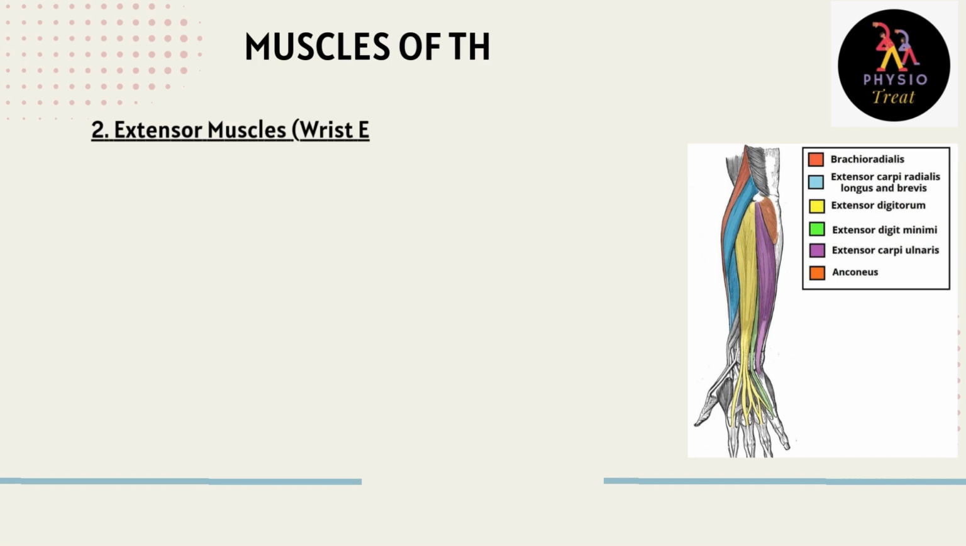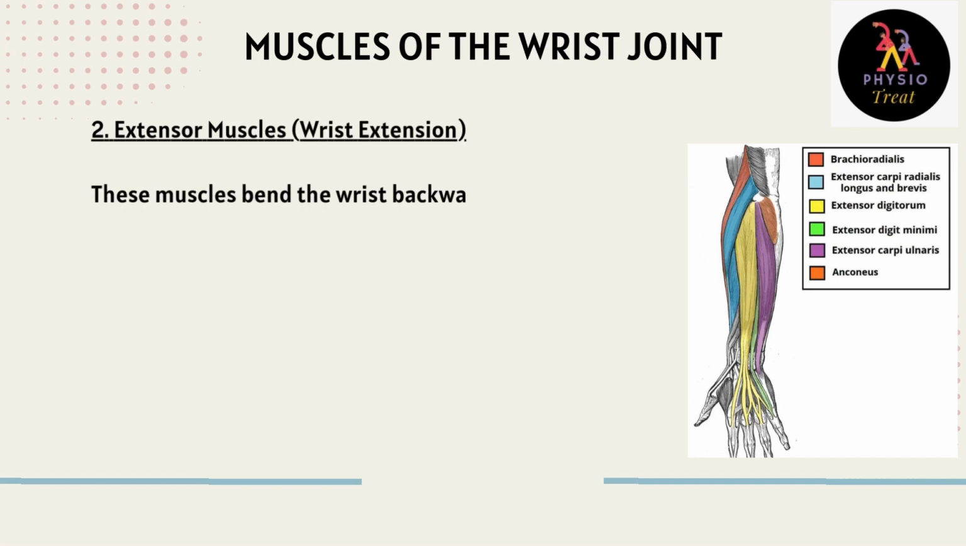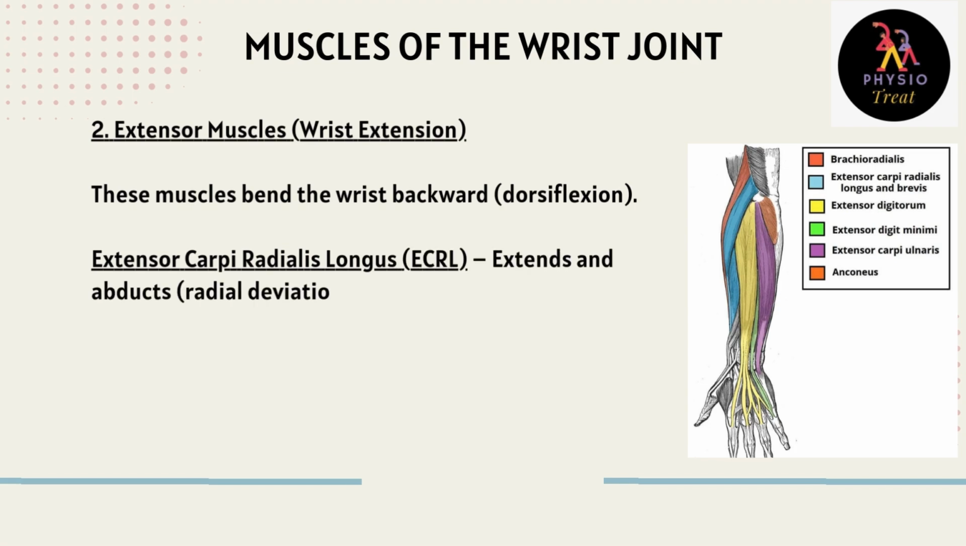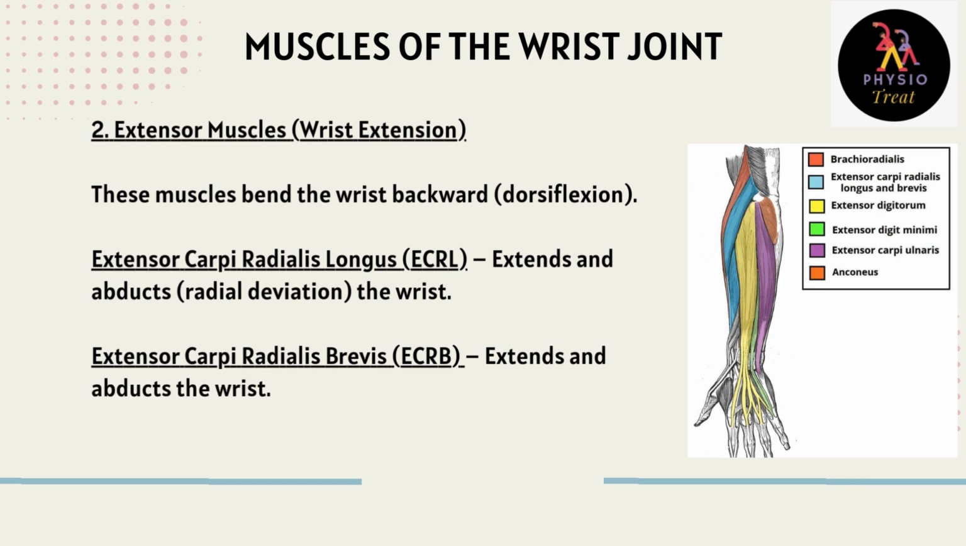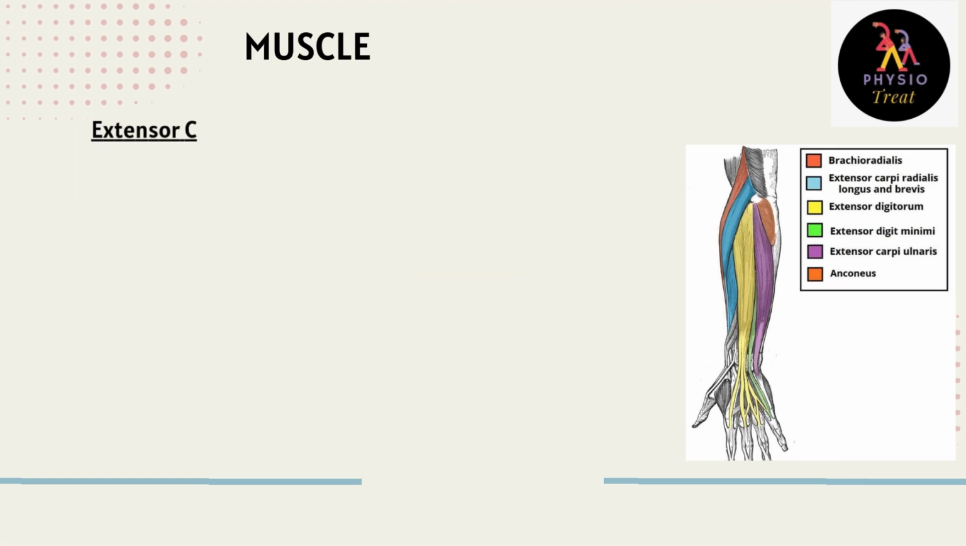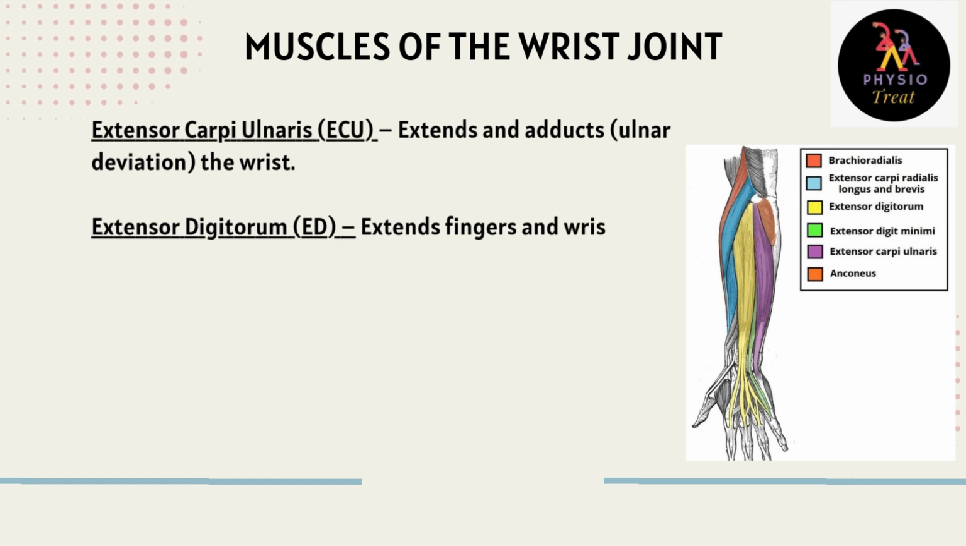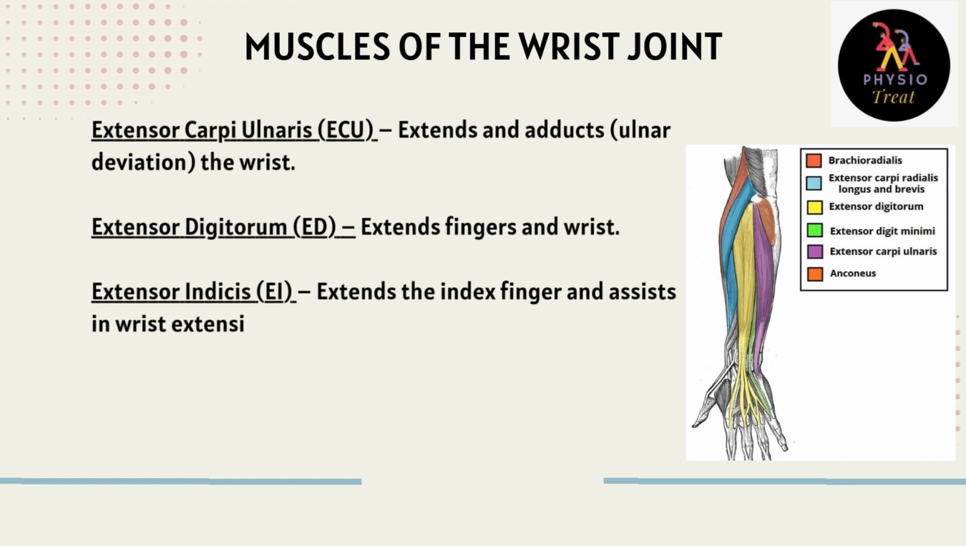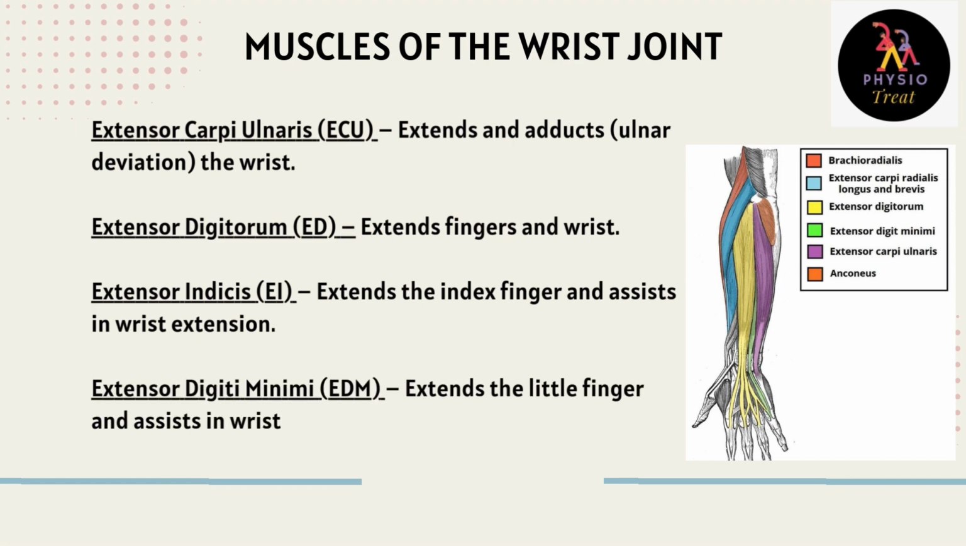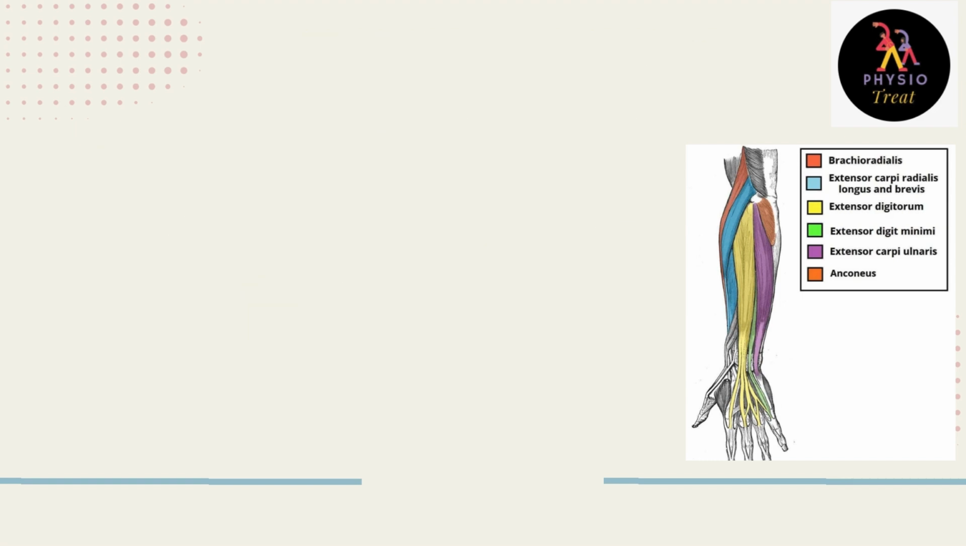Extensor muscles. These muscles bend the wrist backward. Extensor carpi radialis longus extends and abducts the wrist. Extensor carpi radialis brevis extends and abducts the wrist. Extensor carpi ulnaris extends and adducts the wrist. Extensor digitorum extends fingers and wrist. Extensor indicis extends the index finger and assists in wrist extension. Extensor digiti minimi extends the little finger and assists in wrist extension.